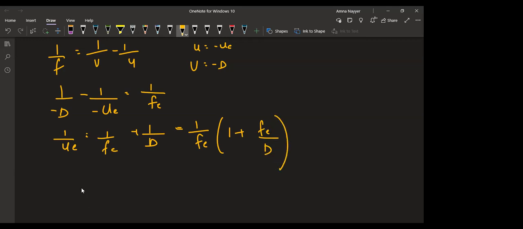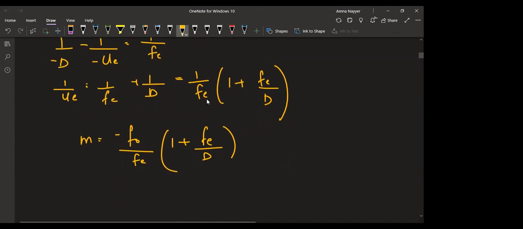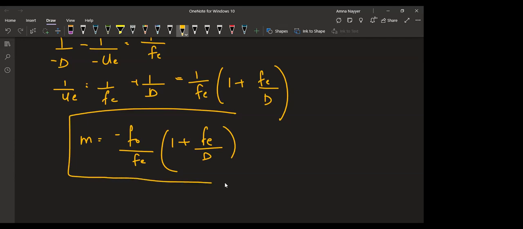So clearly, now in the formula of magnification, you can write this whole term as minus F naught by FE, 1 plus FE by D. This is the formula of magnification of the astronomical telescope. This formula you'll be using wherever required. This is the formula. All right, note it down.